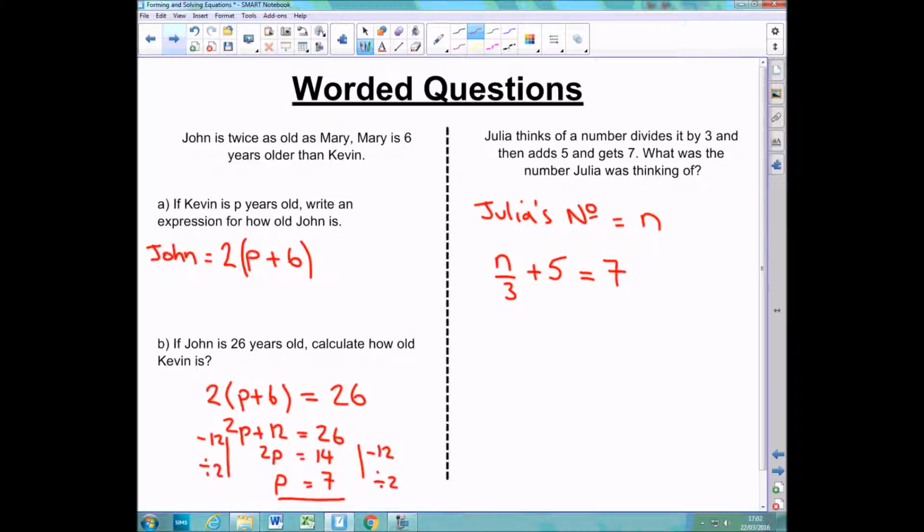I can now go back and find out what number Julia was thinking of. I'm going to drop my 2 lines. I'm going to get rid of that plus 5 by minusing 5. I get N over 3 equals 2. Then times by 3, and I get N equals 6. So the number Julia was thinking of was 6.